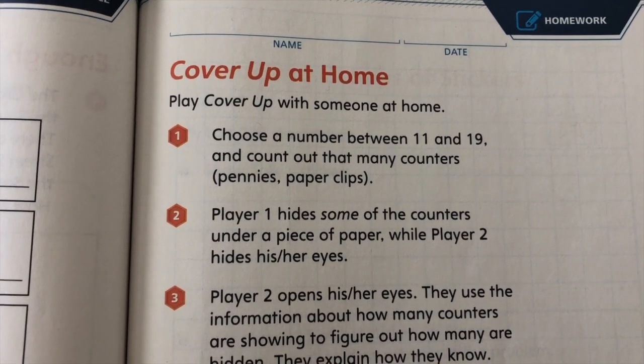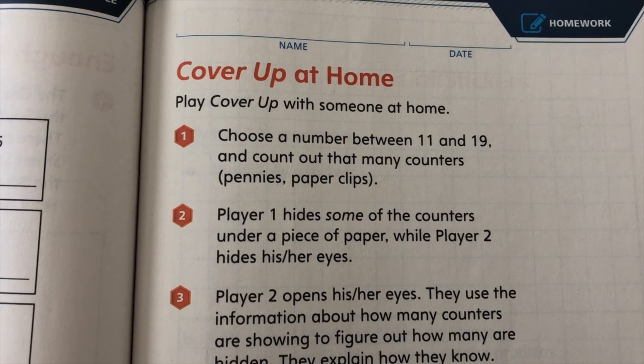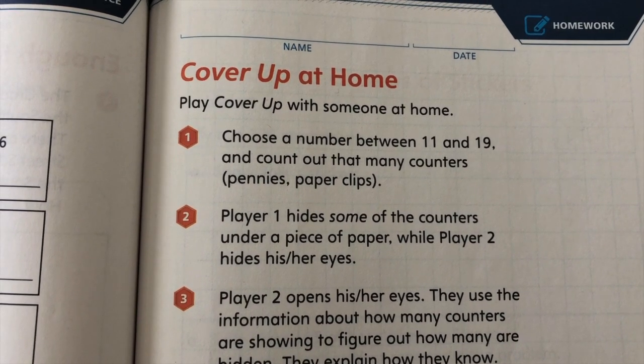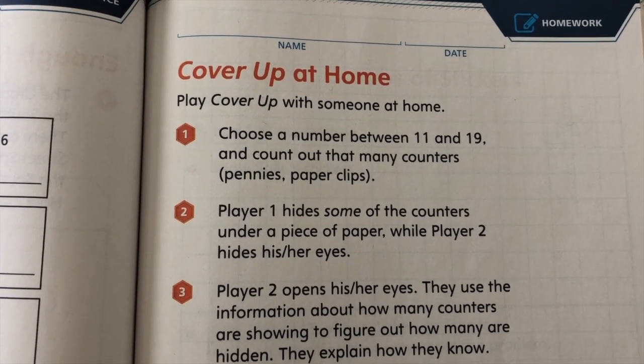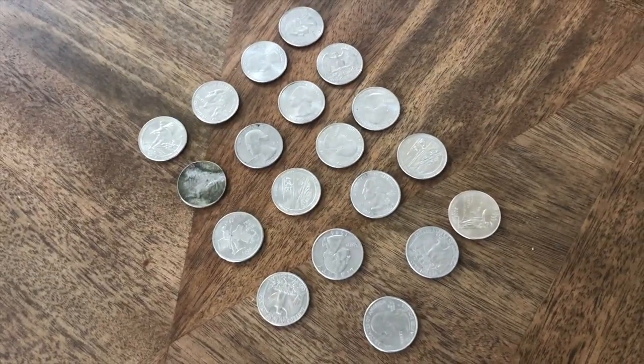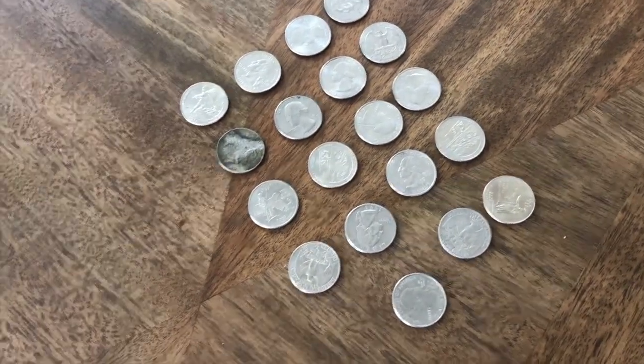Number 1, choose a number between 11 and 19 and count out that many counters. So you could use pennies or paper clips. We're going to use quarters. Ooh, and one of them is really dirty. Gross.